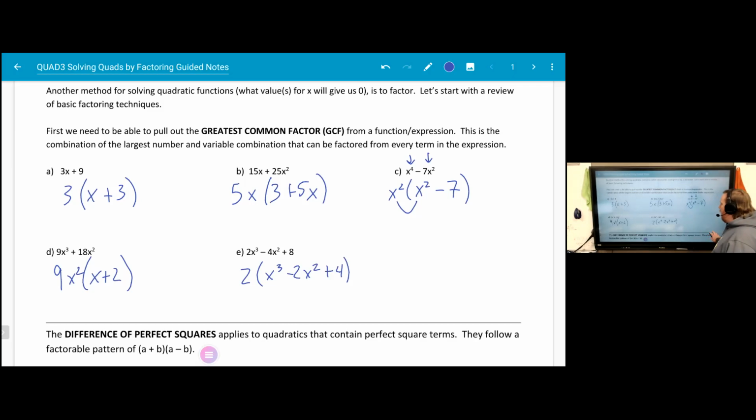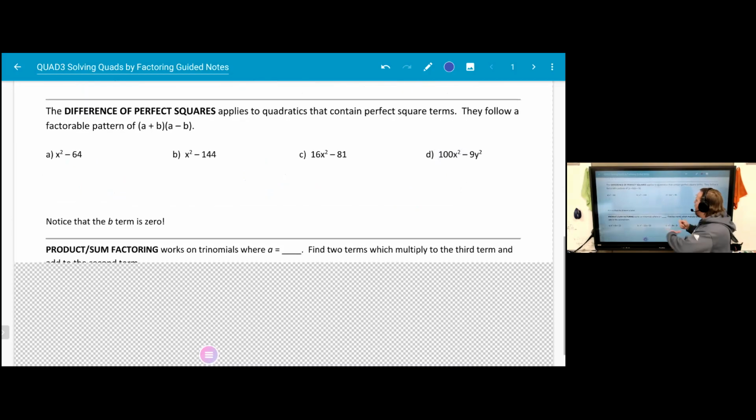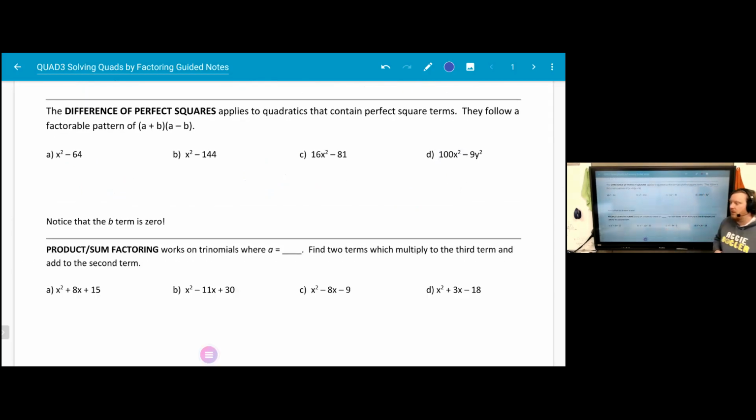So what we have is our first, what we're calling factoring pattern. And what we're going to do is this. It's called the difference of squares. This applies to quadratics that contain perfect squares. They follow a factorable pattern of a plus b times a minus b. What does that mean, Mr. Brayman? And I'm glad you asked. The first step in all of these things is always checking to see if they have the greatest common factor.